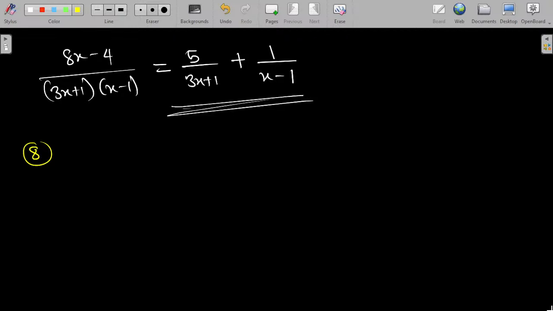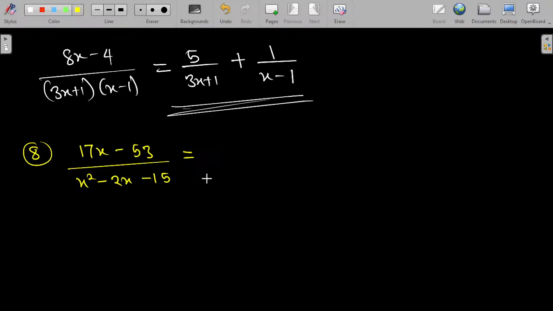So let's progress. For number 8, we are also asked to resolve 17x minus 53 all over x squared minus 2x minus 15 into partial fractions. And in this case, there is no hint at all. I love questions like this where there is no hint. It allows you to think. So should we go on now?